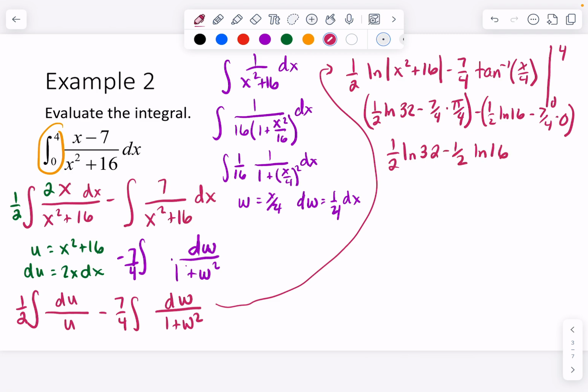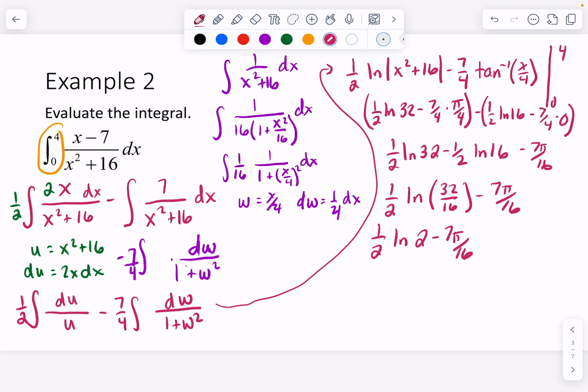So I just rearrange things a little bit. And don't forget your pi. Okay, if I factor out a 1/2, remember with natural logarithms, if you have the same base, you can write that as ln of 32 over 16. So 1/2 ln of 2 minus 7 pi over 16. Woohoo, and I got that right.